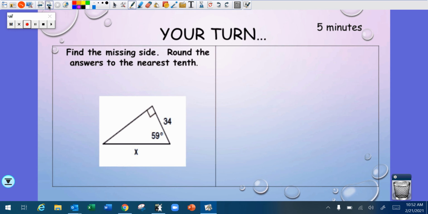So I want you to once again pause, come back to it once you're finished, and then watch me work it out. Pause, babies, pause. Don't just copy the answers. Pause so you can practice.